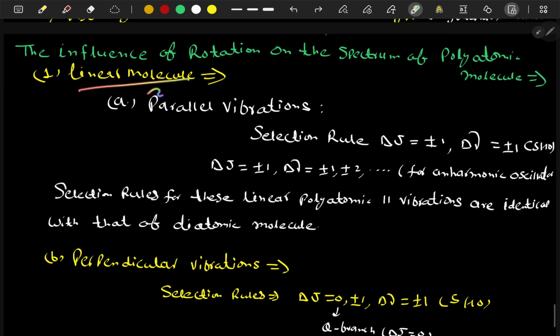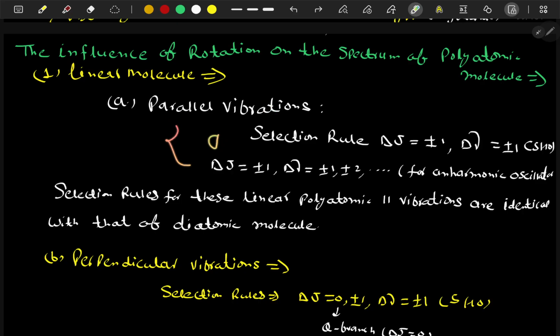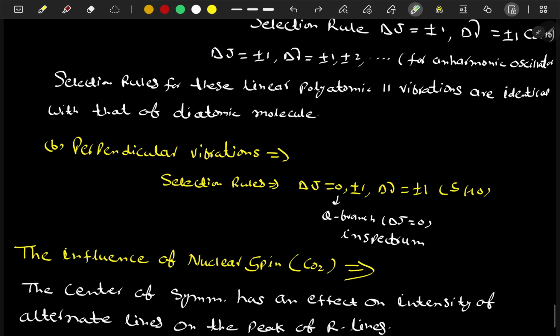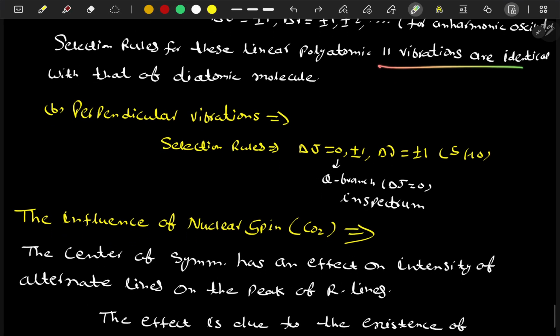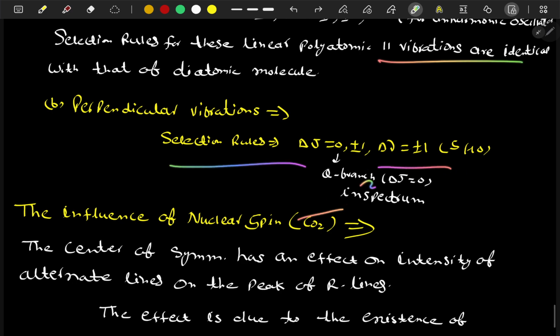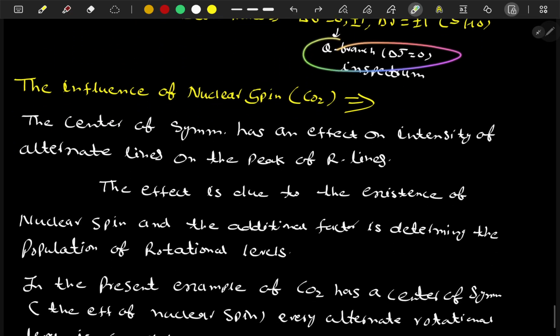Now the influence of rotation on the spectrum of polyatomic molecules. Suppose we have a linear molecule, so for parallel vibrations the selection rules are these. There is much content for you, many selection rules. So the problem is how you differentiate. By reading continuously, revising daily, you will have a clear-cut idea about where to use what. In perpendicular motion, the Q branch will not be observed.